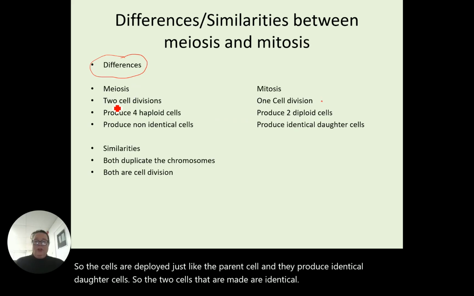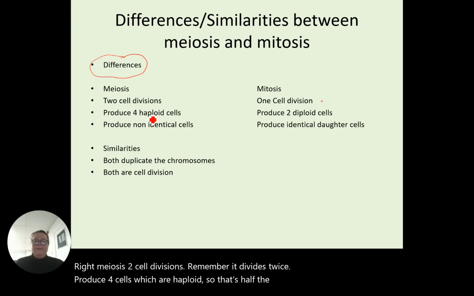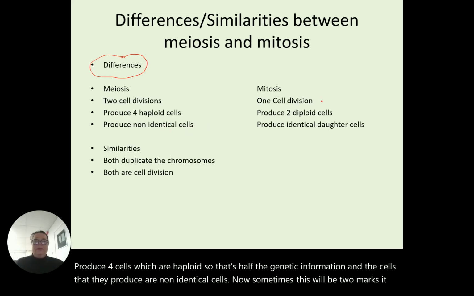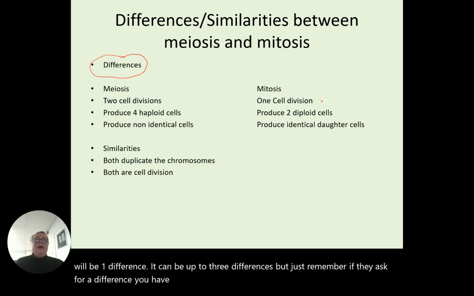Right, meiosis: two cell divisions, remember it divides twice, and produces 4 cells which are haploid, so that's half the genetic information, and the cells that they produce are non-identical cells. Now, sometimes this will be 2 marks, it will be 1 difference, it can be up to 3 differences. But just remember, if they ask for a difference, you have to compare, be comparative, which is very confusing.